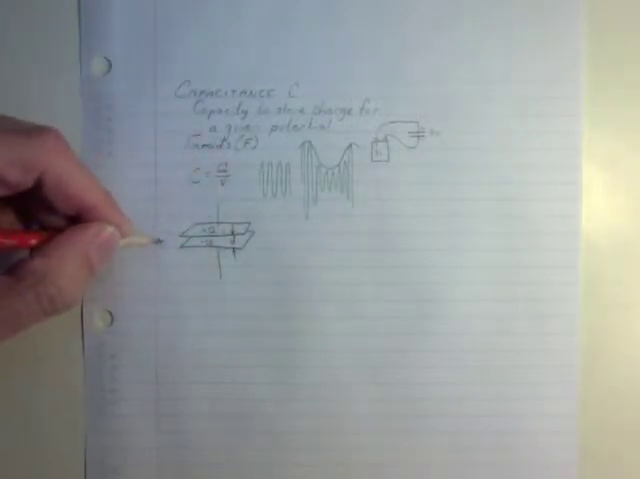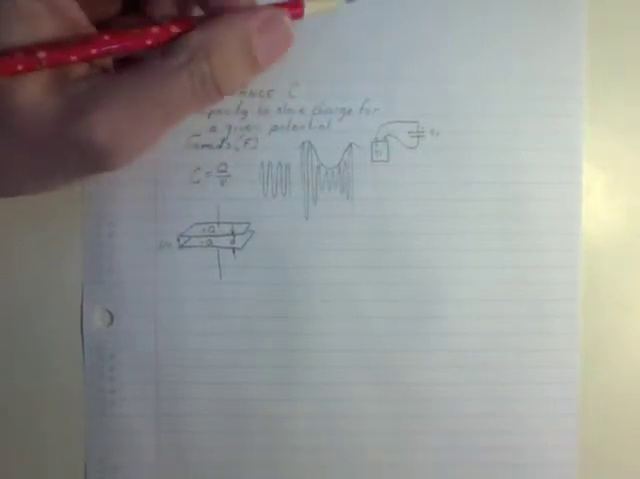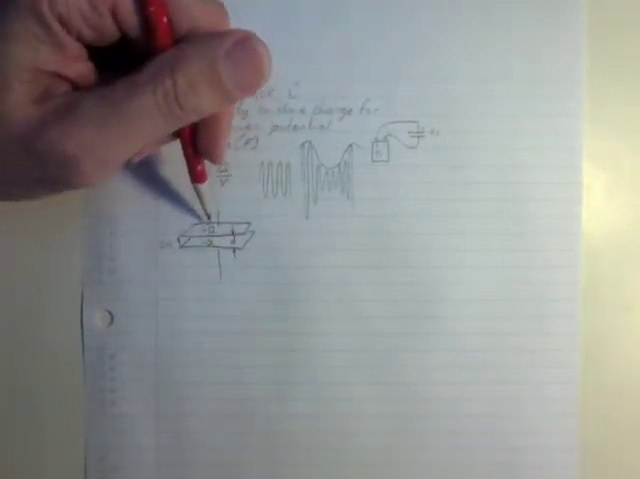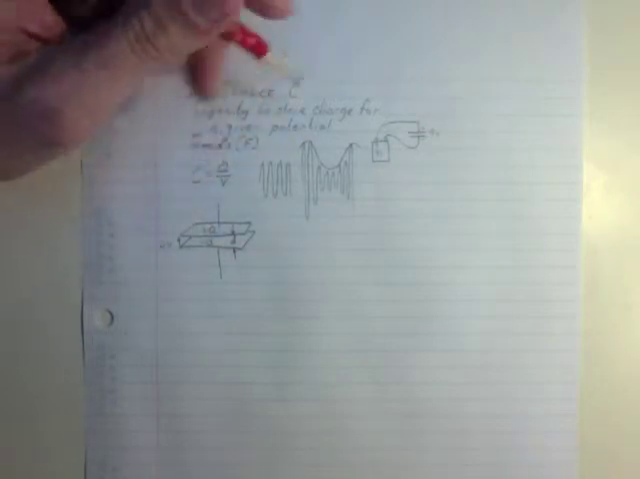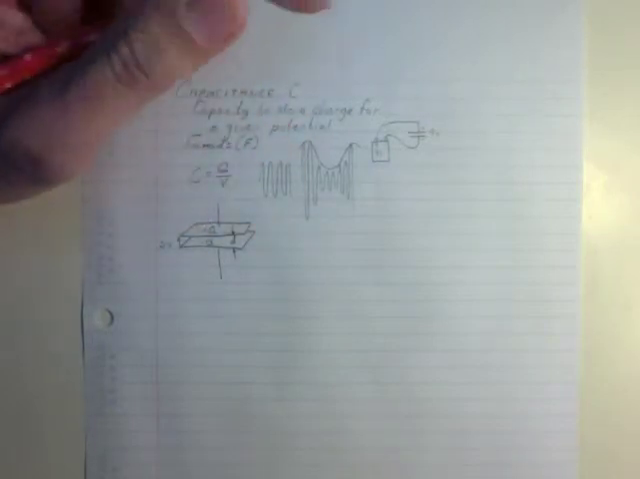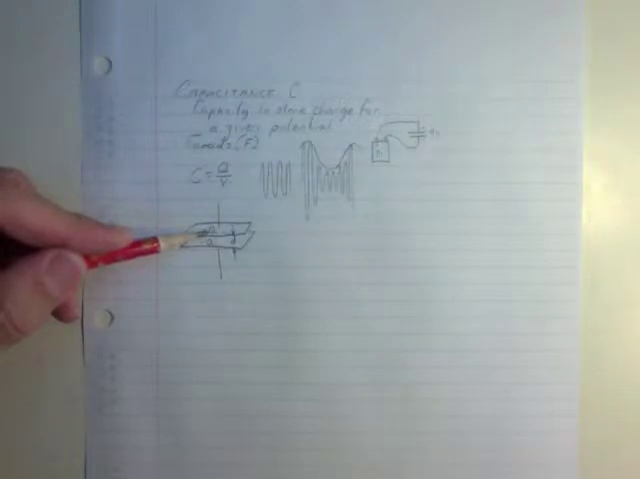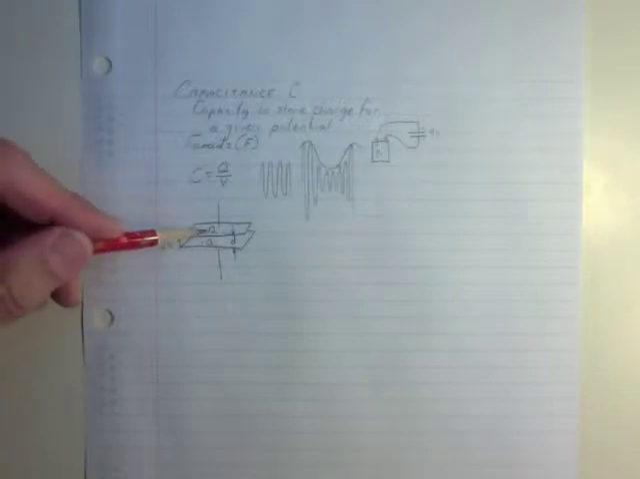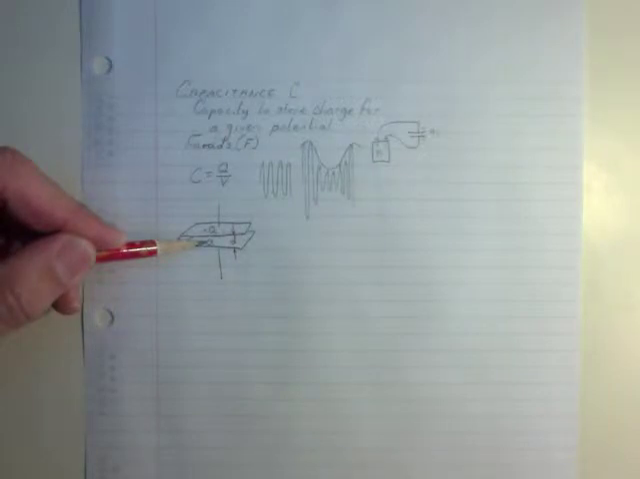So the delta V between these two plates. But we don't have to count this charge and that charge, because that would be 0, of course, so we just count the magnitude of one. And you'll see that in capacitors we tend to view this as the positive charge and an equal negative charge on the other side.